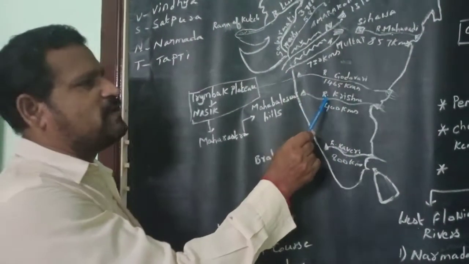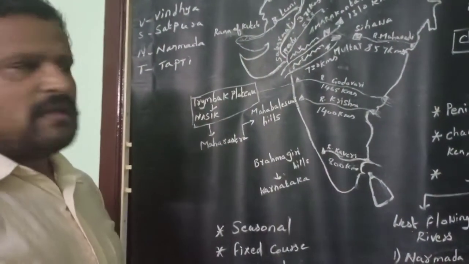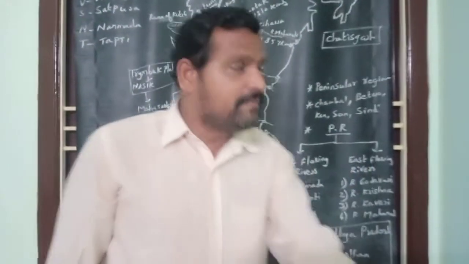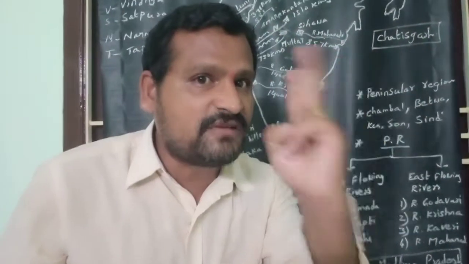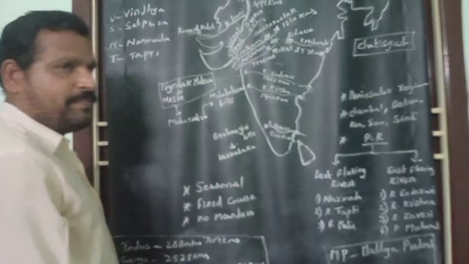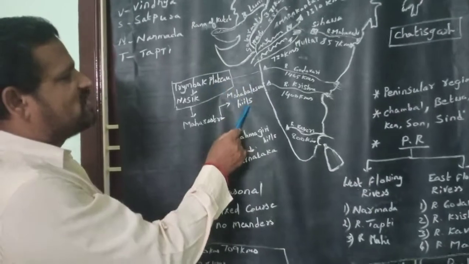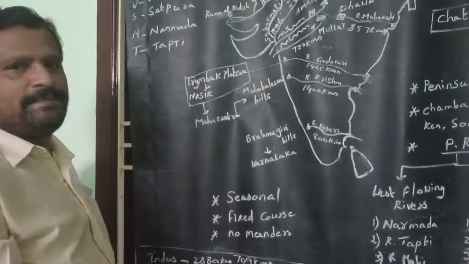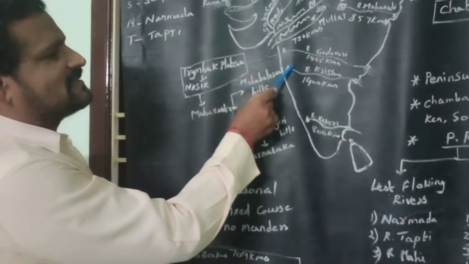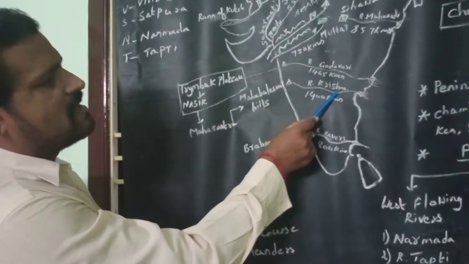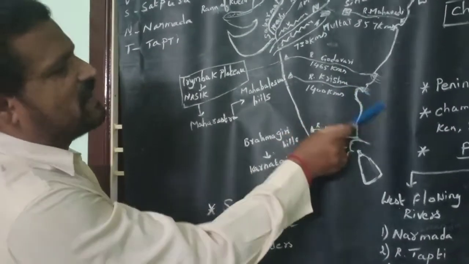The second largest peninsular river is Krishna. Krishna river is the third largest river in India. At the same time, it is the second largest peninsular river in India. This Krishna river rises at Mahabaleshwar Hills in Maharashtra state. It flows through Maharashtra, then Karnataka, Telangana, Andhra Pradesh and reaches the Bay of Bengal.